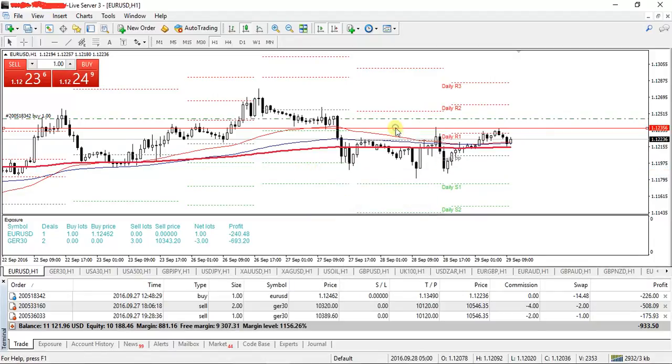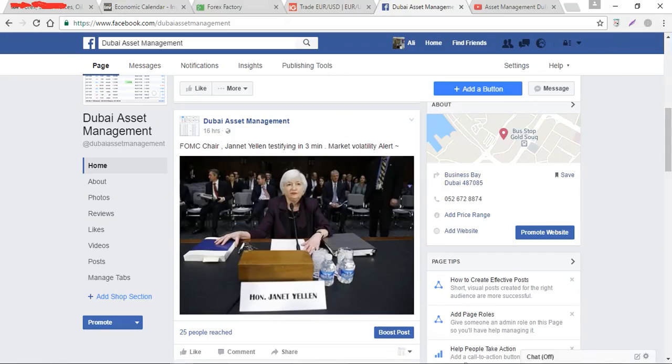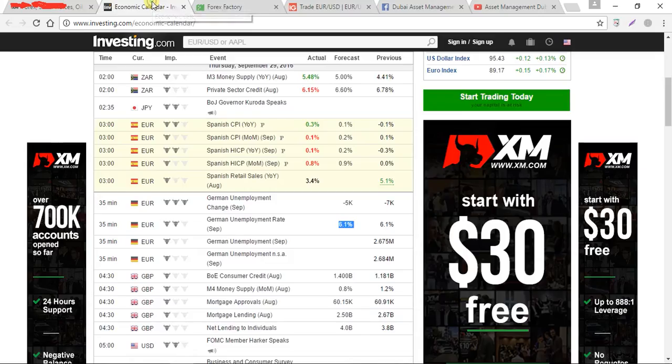Let me delete this line. So here let's have a look at the economic calendar for today. We had some data out from Spain, that is the Spanish CPI.